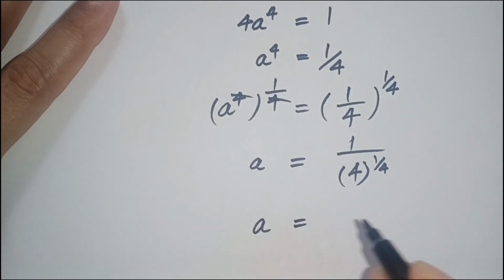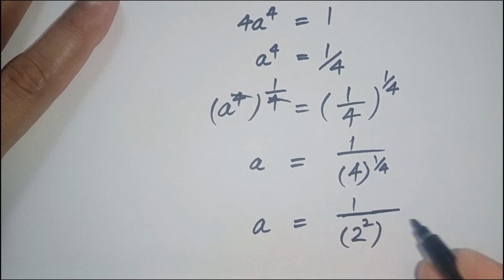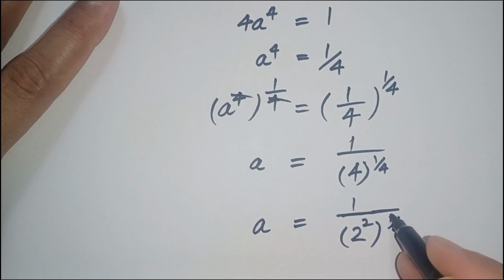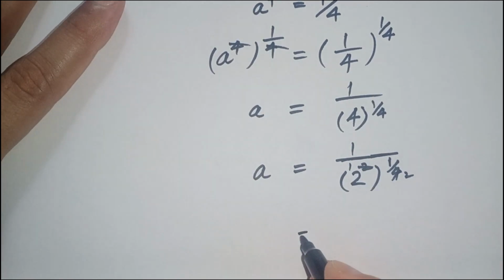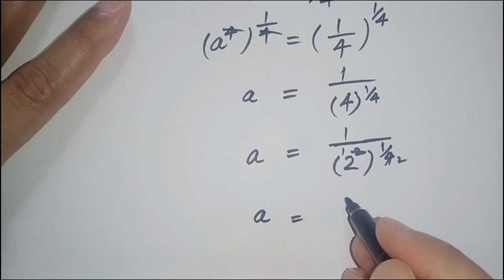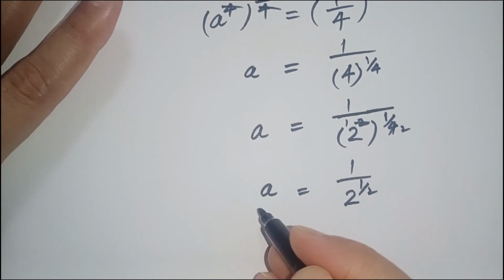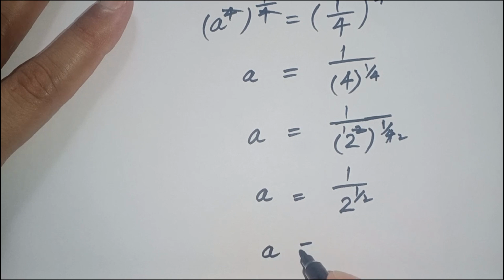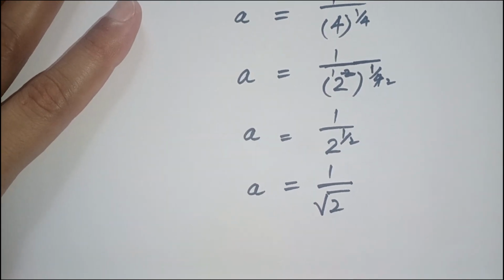So from here we will write a is equal to 1 over, we can write 4 as 2 power 2, whole power 1 over 4. So from here we will cancel out: 2 ones are 2, 2 twos are 4. So we will get a is equal to 1 over 2 power 1 by 2. We know that this power 1 over 2 can be written as square root of 2. A is equal to 1 over square root 2. So it is the final value of a.